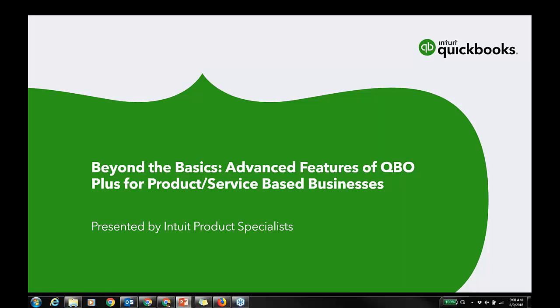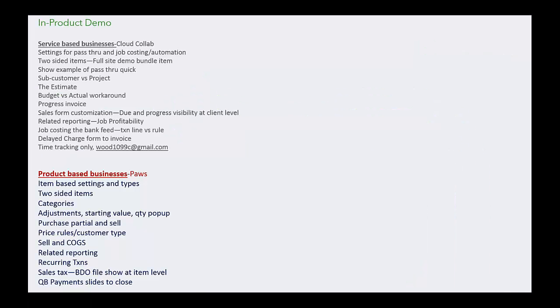And this is a Beyond the Basics series. We're continuing. It's biweekly. We do the Accountant Best Practice weekly, and then we have a service-based webinar, and now we have this product-based one, which is what we're going to focus on today. So we're going to look at item-based settings and types. I still call them items, but I know it's products and services, but I'm used to desktop too.